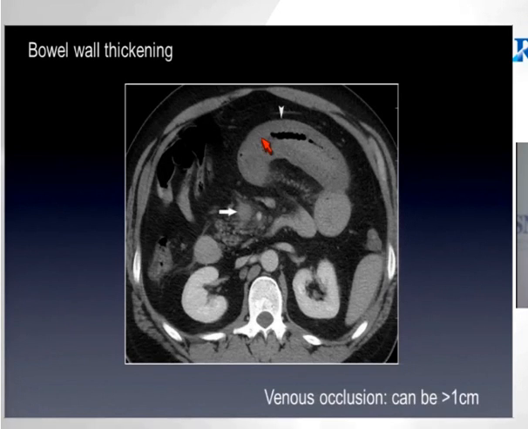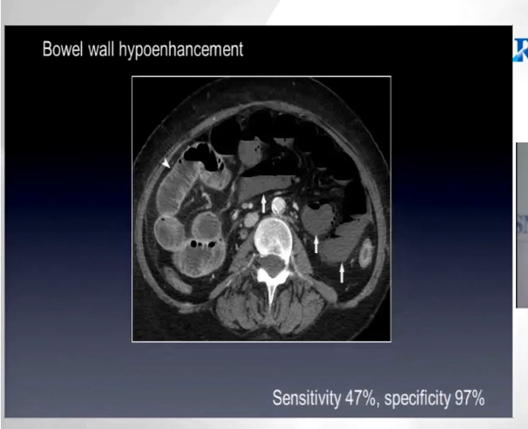But the exception is when there's venous thrombosis. And here, it is not that uncommon to have very pronounced bowel wall thickening. In fact, it can be greater than 1 centimeter, and in this case, the arrow shows SMV thrombosis.